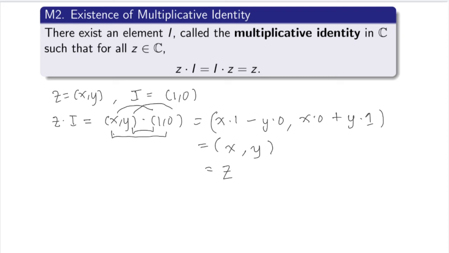Similarly, as an exercise, you can show that I times C is the same as the complex number C. So you just have to give the details of the proof. So we have as the multiplicative identity the complex number (1, 0). For simplicity, we will just denote the multiplicative identity as the number 1 and the additive identity as the number 0.